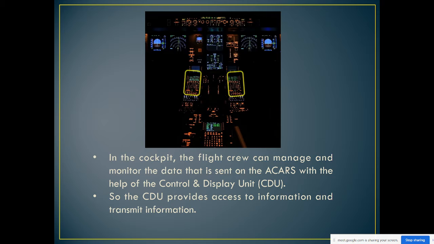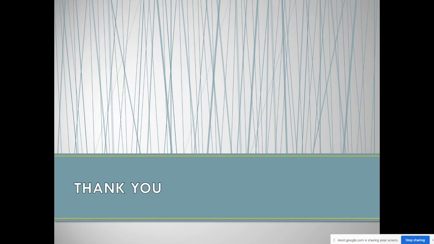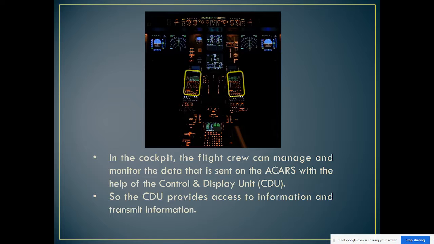Next. The crew can manage and monitor the data that is sent on the ACARS with the control display unit, or CDU. So the CDU accesses the information and transmits information. That is all for communication.